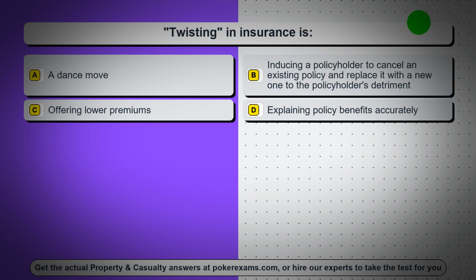Question 5. Twisting in insurance. Option A, a dance move. Option B, inducing a policyholder to cancel an existing policy and replace it with a new one to the policyholder's detriment. Option C, offering lower premiums. Option D, explaining policy benefits accurately.